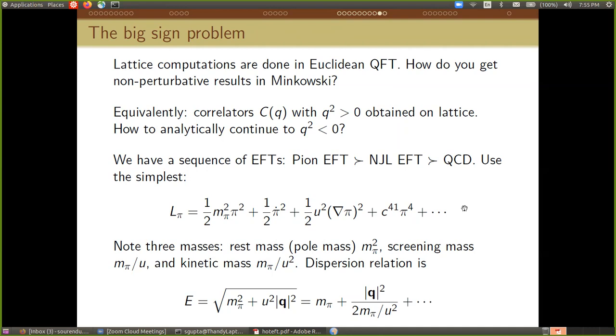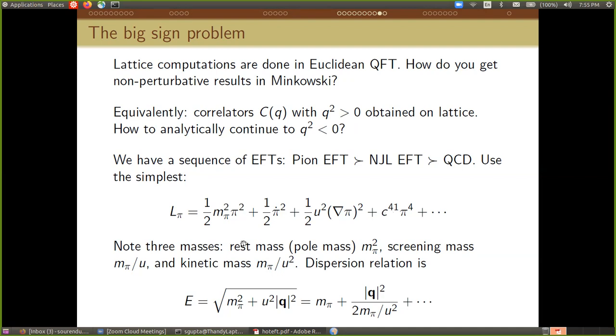And use that to continue. Since this pion EFT matches the lattice calculations here, then whatever input parameters you use here to fit these data, m_pi, u, and c_41, the same values of m_pi, u, and c_41 can be used in Minkowski. So just do the calculation with this simple Lagrangian.